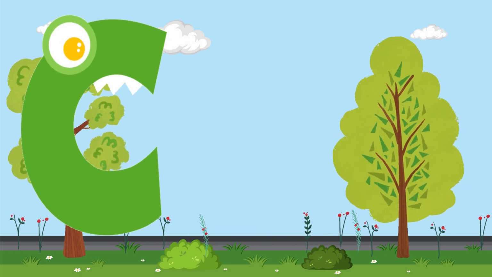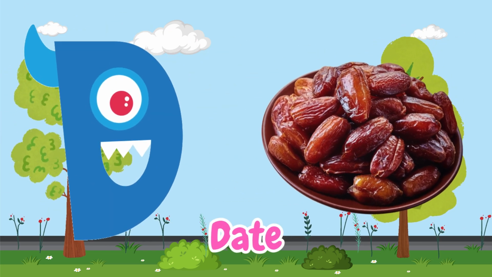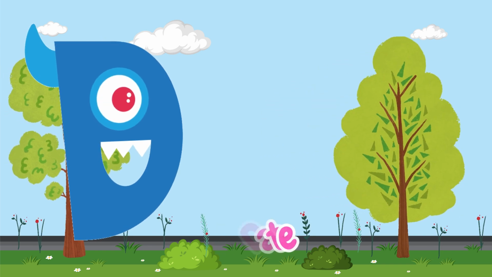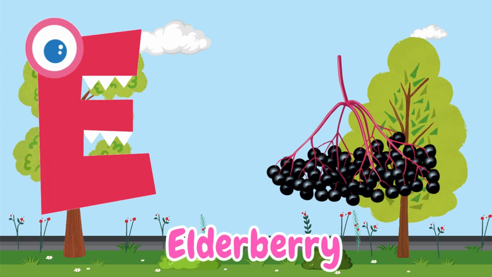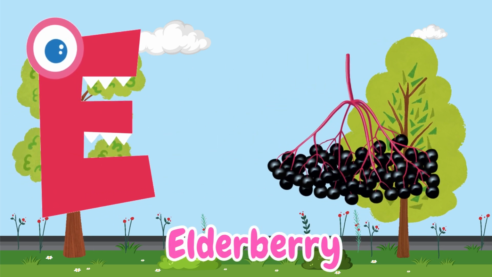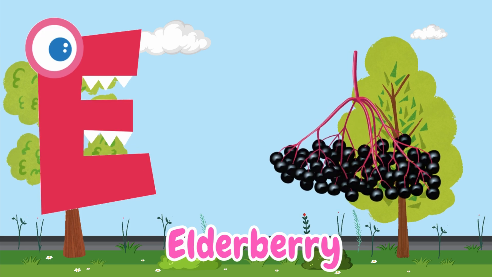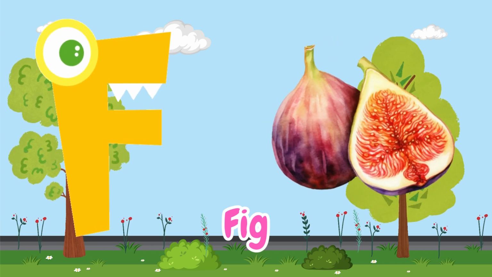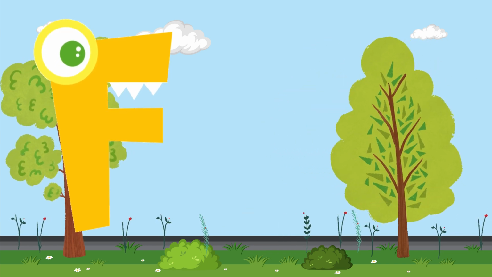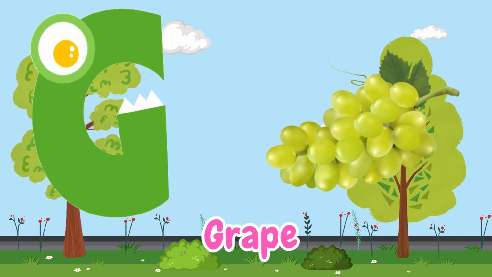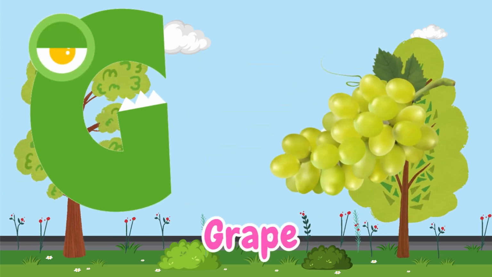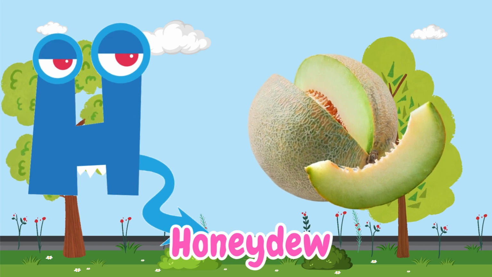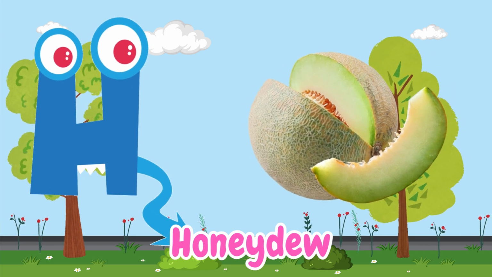D is for date. E is for elderberry. F is for fig. G is for grape. H is for honeydew.